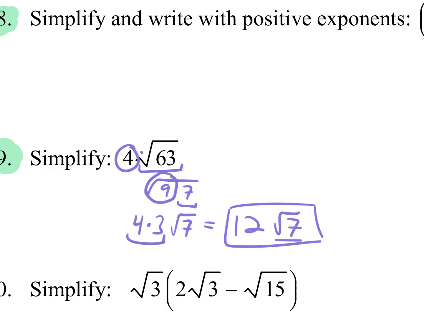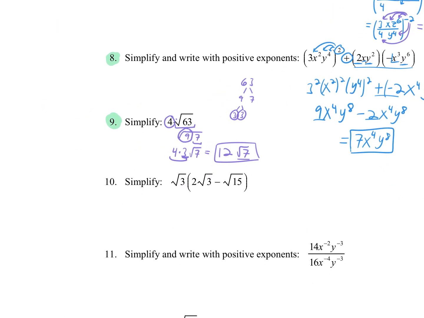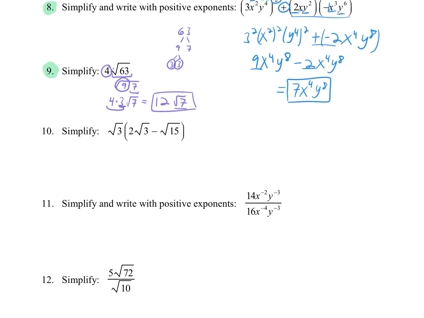If you like the factor tree, you could do 63 and then do 9 and 7, and then 3 and 3. And then you see that the 3 shows up twice. So that's going to show up once outside the radical, right? 1, 2. So then it's going to show up once out here. I did like a mix of both. That's fine. Questions on that one? I think we're okay there.